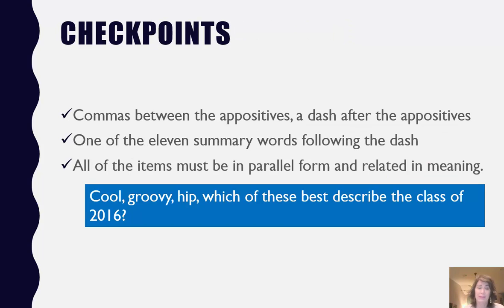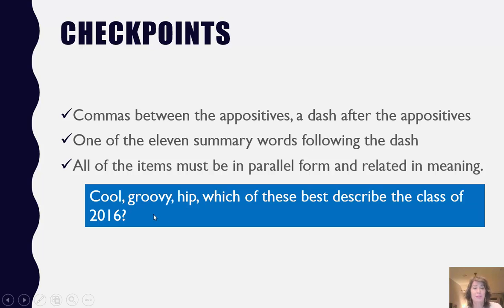Now, there are some checkpoints. You have to use commas between the appositives. Notice no conjunction here. You're using asyndeton. You have to use a dash after the appositives. Our dash is missing. One of the 11 summary words, we do have that. All of the items must be in parallel form. They're related in meaning. And this is a complete independent clause. Now, we just left out one thing. Let's see if it still works anyway.